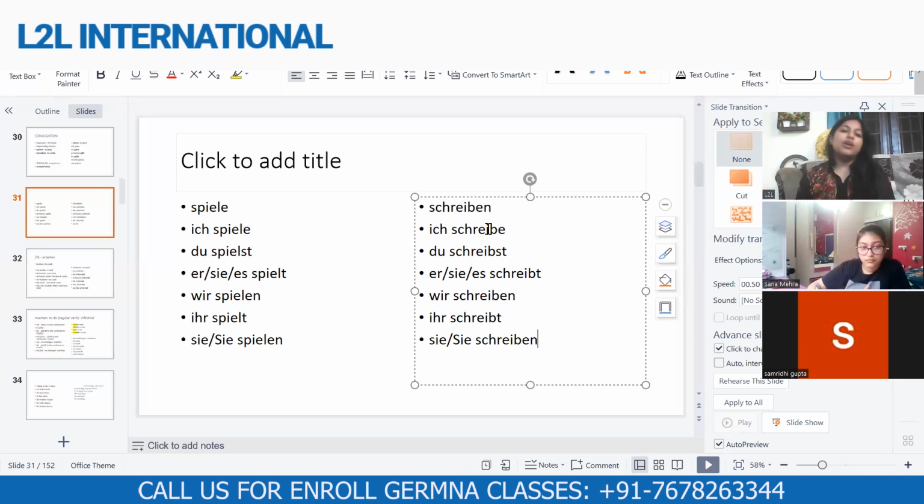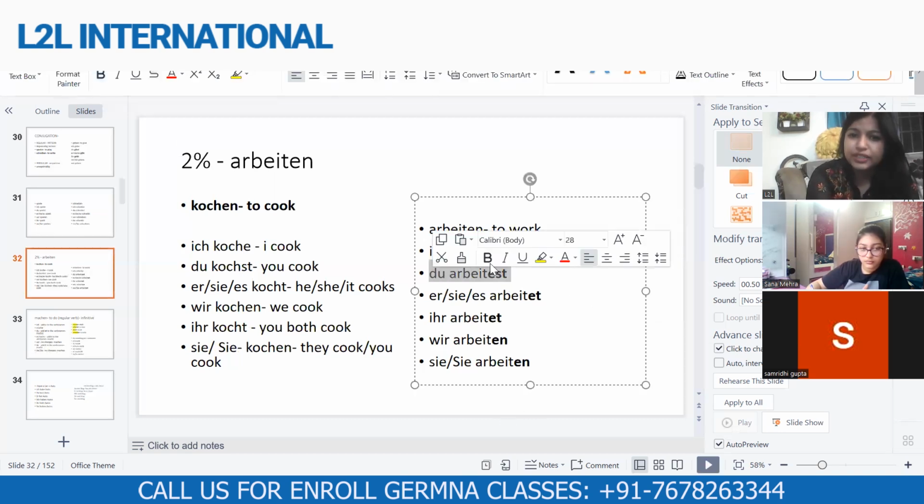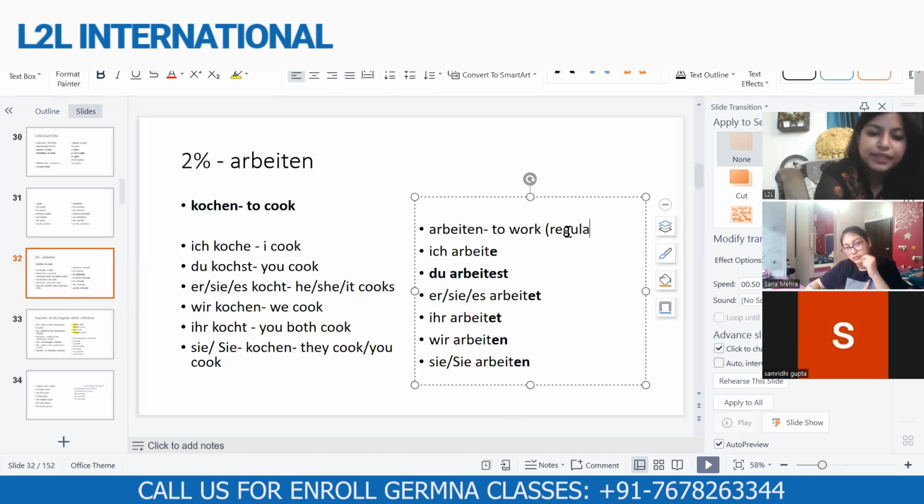So now if anybody asks you what is a regular verb in German, just let them know that in the regular verbs, 80% or 90% of the verbs follow the same pattern while conjugating. There are some 2% verbs that don't follow any pattern, they have a little bit of change. For example, arbeiten, which I showed you, was a little bit different from the others. This is also regular, but it changes a bit and we have to learn it.